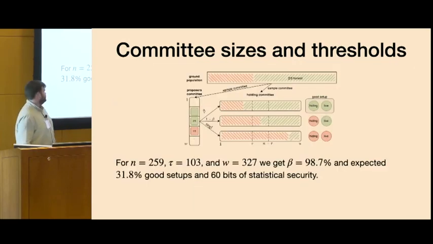Yeah, and so what we then get is a common coin most of the time, which is also unpredictable most of the time, for very small committees.